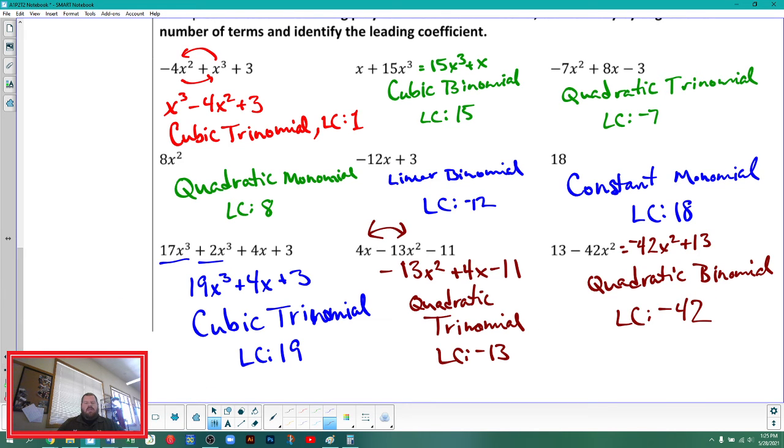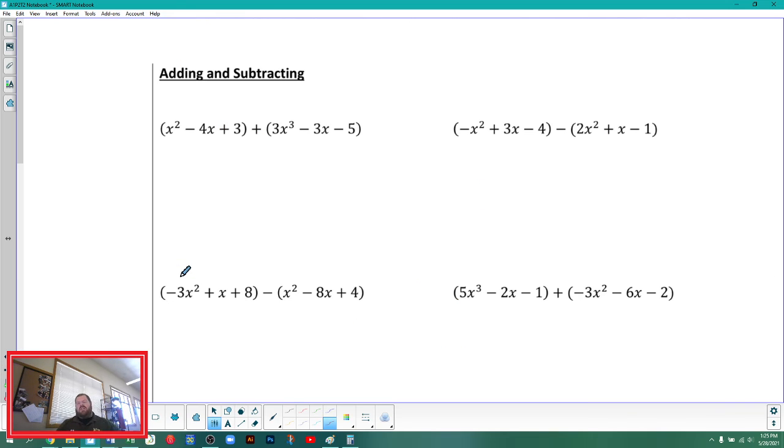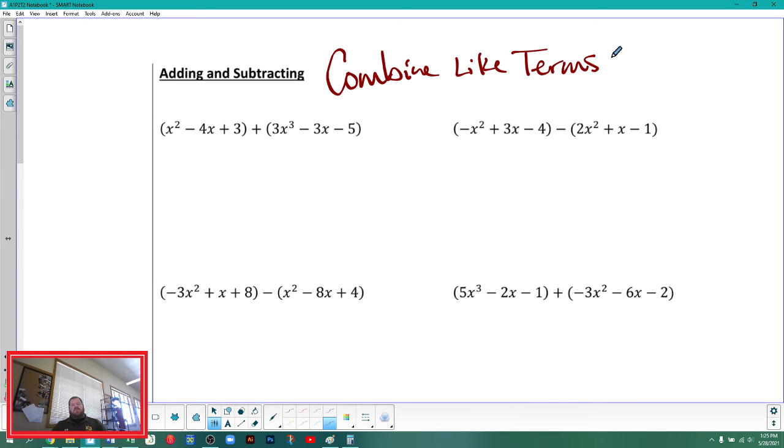Okay, now let's get on to the main topic of today. That was a big one. We do want to be able to do that. But the main topic of today is adding and subtracting polynomials. There's one thing to think about when we add and subtract polynomials: combine like terms. That's what we want to focus on, is combining like terms.